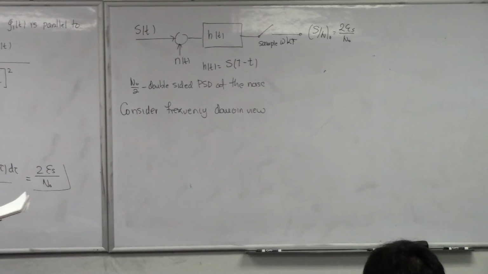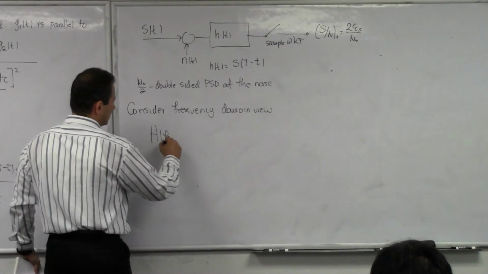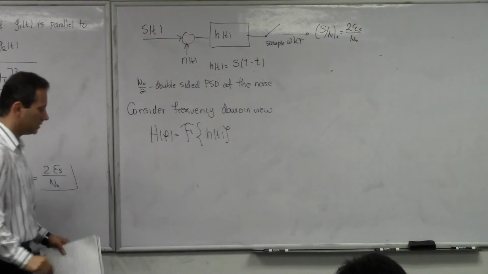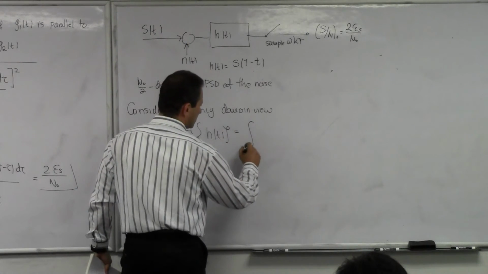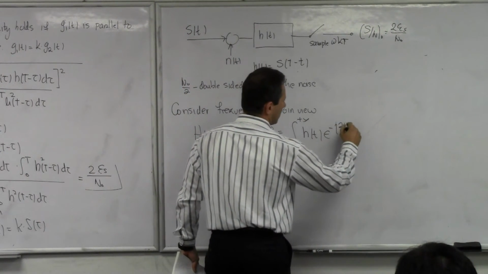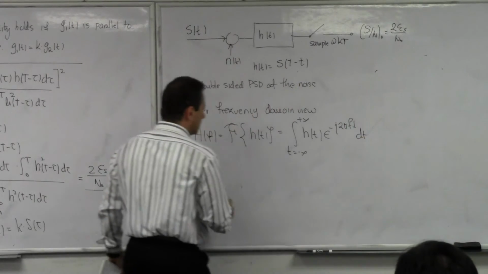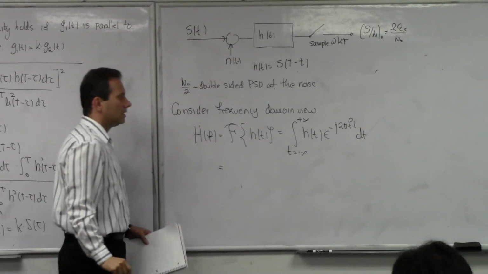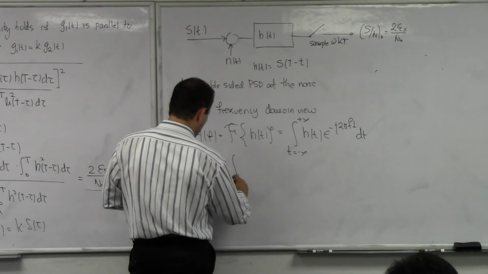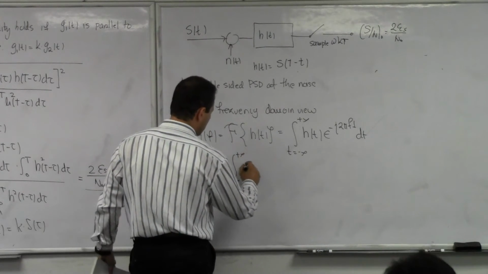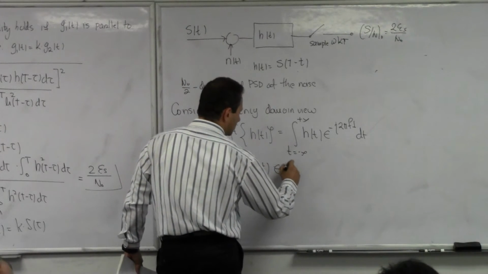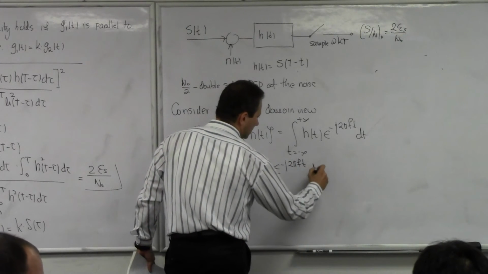what the matched filter is actually doing. So H of f, which is the Fourier transform of your h of t, essentially the frequency response associated with a matched filter. We know by definition that it is the integral for t from minus infinity to plus infinity of h of t e to the minus j 2 pi f t dt. Now in this case, since my h of t is matched to the signal, I can write this as an integral from minus infinity to plus infinity, s of T minus t, e to the minus j 2 pi f t dt.